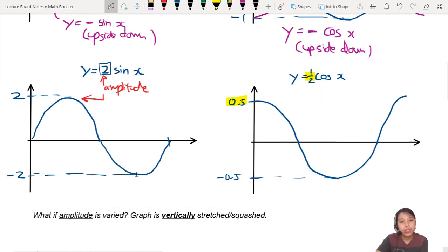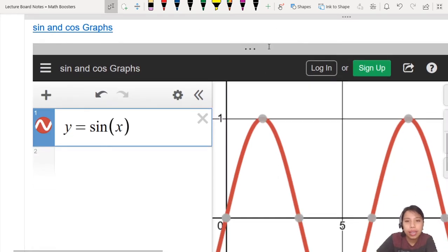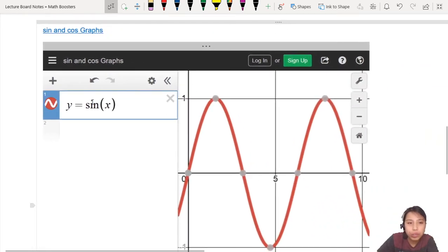Yes. So your graph becomes squashed and stretched. Now I'm going to show you a demo of how to see this. It's a bit hard to see here, but I have this for you. This is Desmos, very fun to play with.